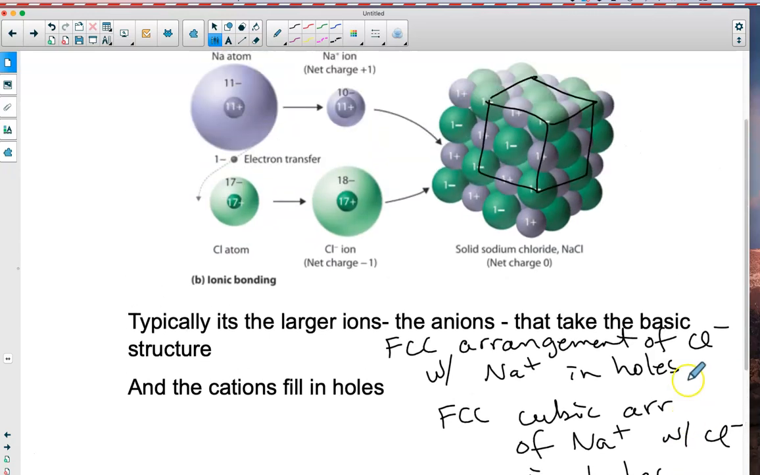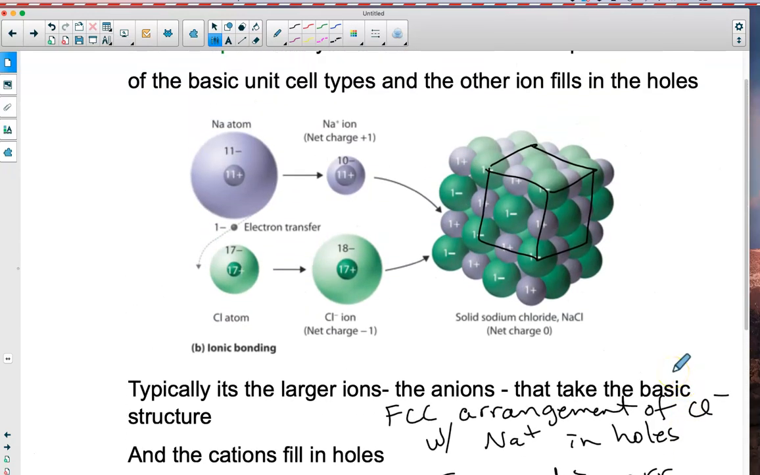So to go back to that structure, the first unit cell I showed is looking at it with respect to the chlorides, but I could just as easily look at it with respect to the sodium ions, and you can see that that's also a face-centered cubic arrangement of sodium.